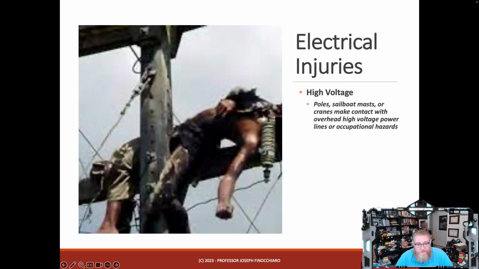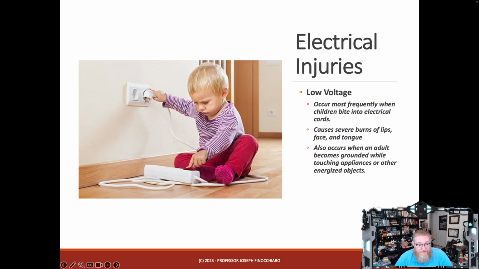You have high voltage. Poles, sailboat masts, or cranes make contact with overhead high voltage power lines or occupational hazards. And finally, low voltage. Occur most frequently when children bite into electrical cords. Causes severe burns of lips, face, and tongue, and also occurs when an adult becomes grounded while touching appliances or other energized objects.